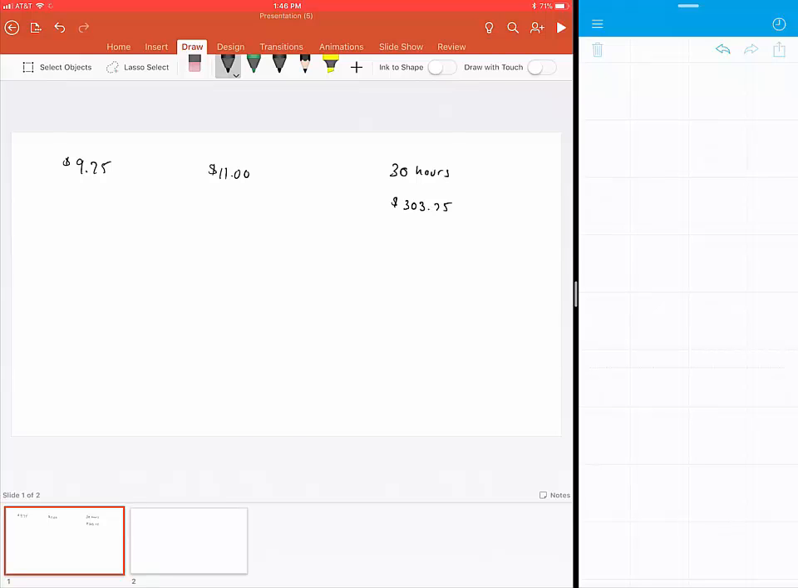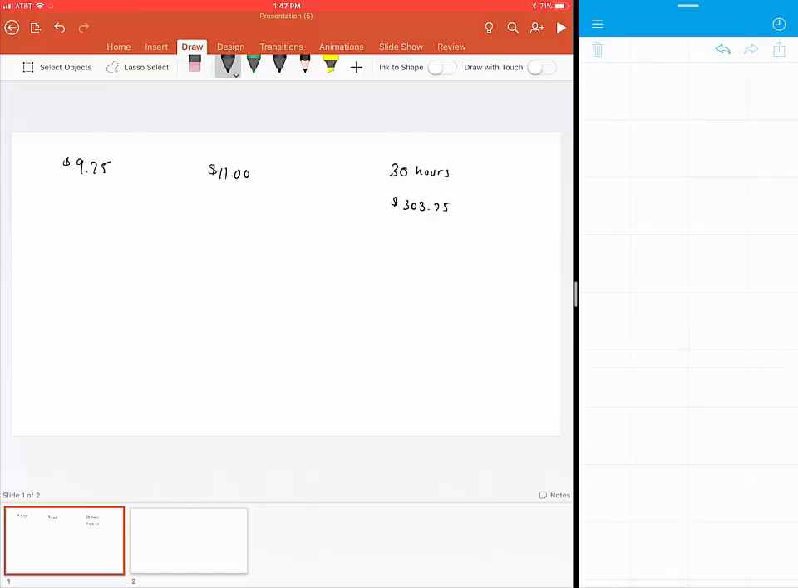All right, so this is question 15 in section 2.3. It says John works 2 jobs. Security guard, he earns $9.75 per hour. Landscaper, he earns $11 per hour. In 1 week, John worked 30 hours and he earned $303.75. How many hours did he work at each job?